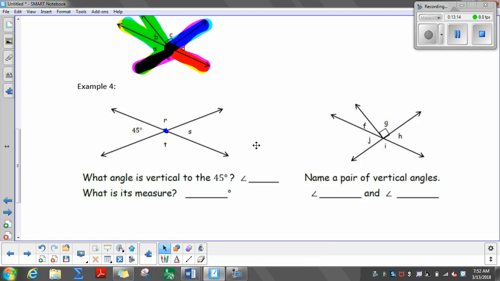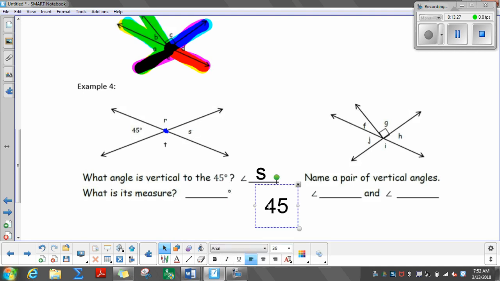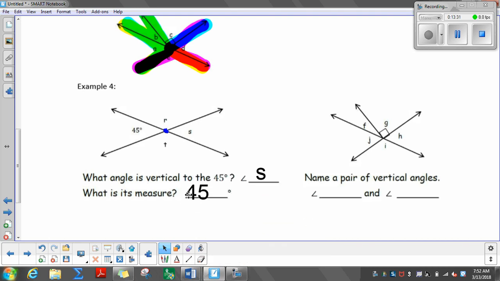So that's what we go ahead and write in there. And what's the measure? Now, because they are congruent, they're the same measure. Okay? So it's the same exact measurement, and that would be 45 as well. Okay? Ooh, let me move that so it's actually in the right spot.